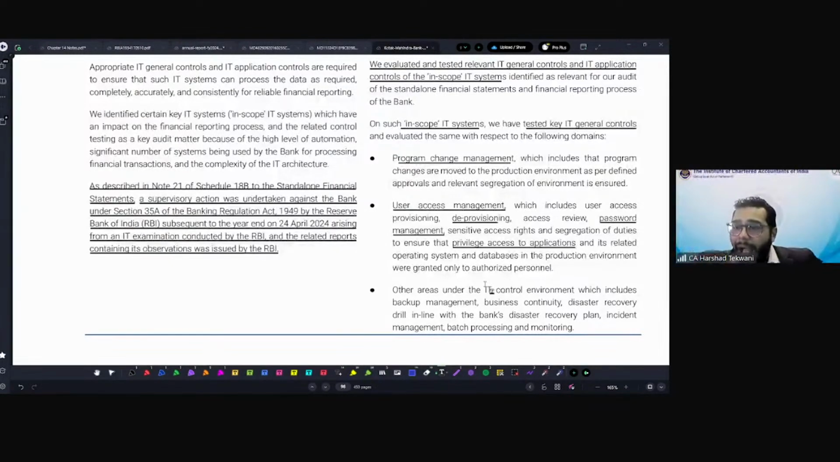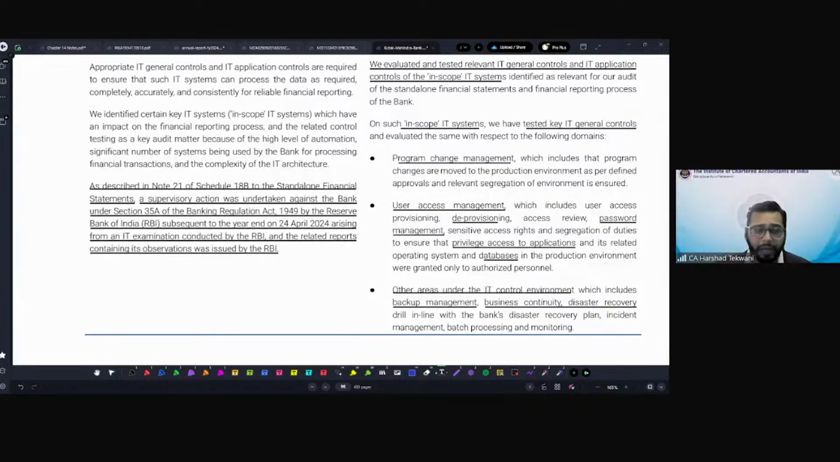Today, for example, if I have access to the banking system so that I can make any type of changes in the accounting, in the transactions, or anything, that is privilege access, super user access. That is very much problematic when it comes to the banking system. Then database related areas, other areas of the IT control environment, business continuity, disaster recovery, backup management. So these are some critical areas when it comes to IT in a particular bank. And that's why you see this there as a key audit matter paragraph.